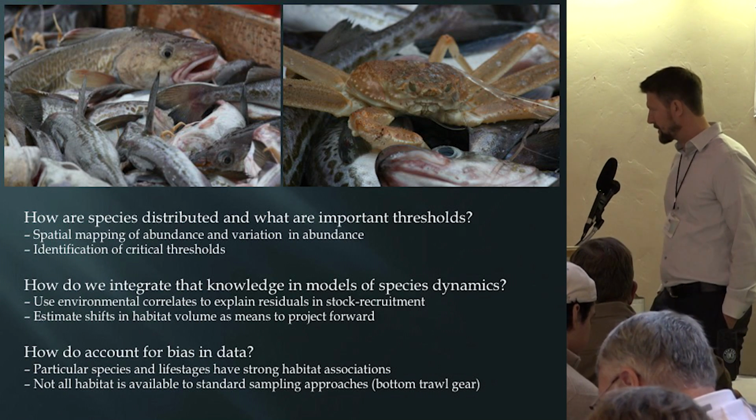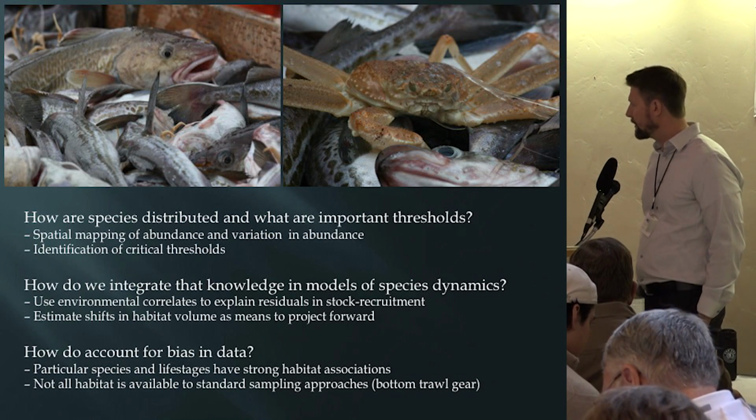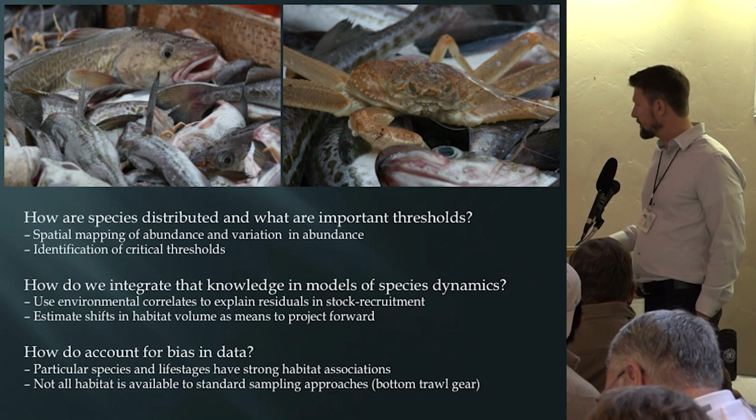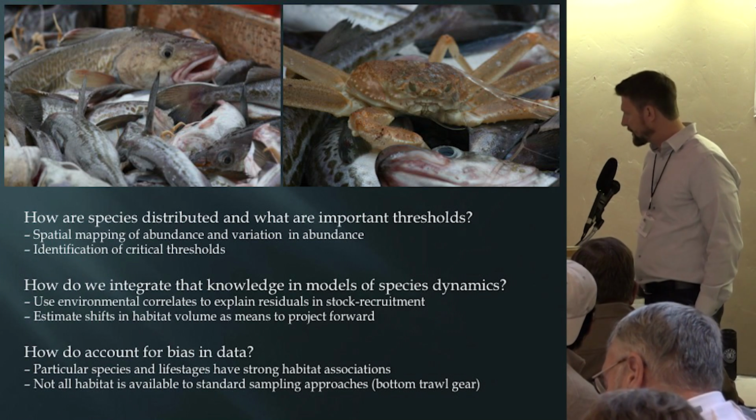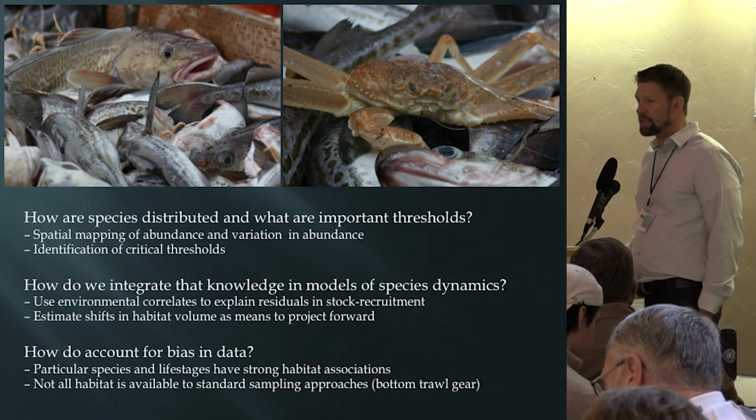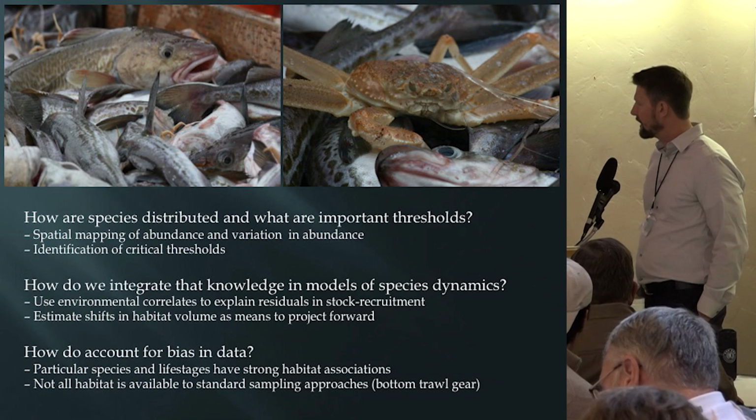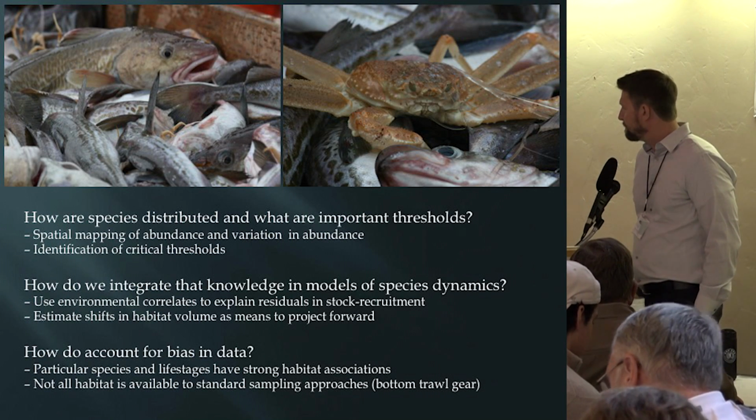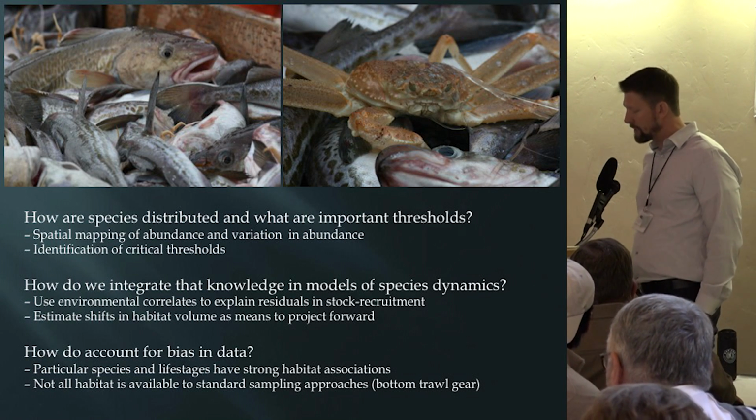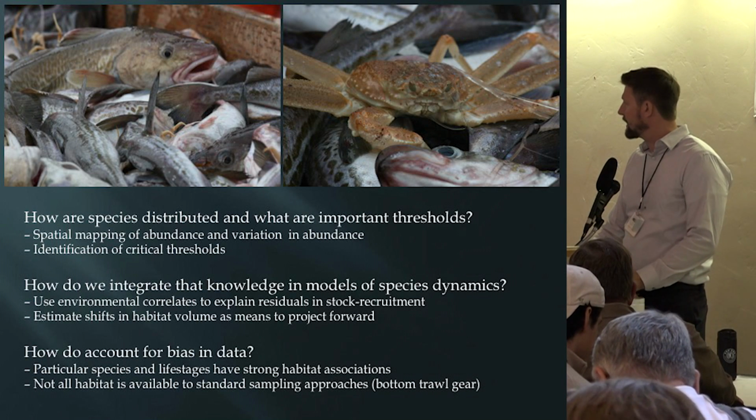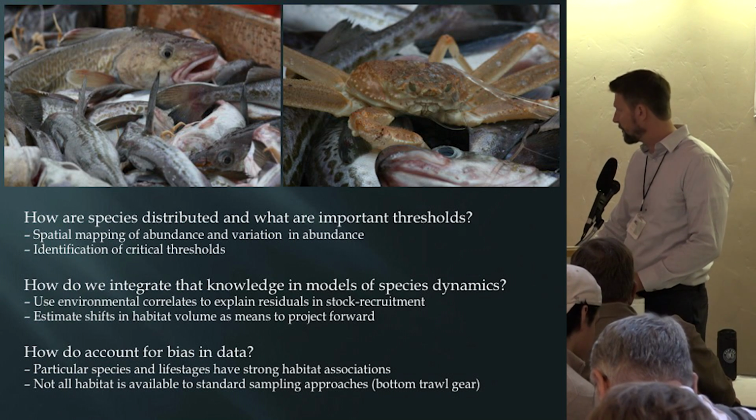And then finally, there's this question that I started with, which is how do you account for bias or potential bias in the data that you have? So these surveys are intended to be fisheries independent surveys, with the idea that fisheries dependent data, which is also useful, has its own bias in the sense that fishermen are trying to typically catch particular types of species and minimize their bycatch of others. So we know that particular species and particular life stages have strong habitat associations, and not all of that habitat is available through our standard sampling, which is the bottom trawl gear that Wayne had introduced before.